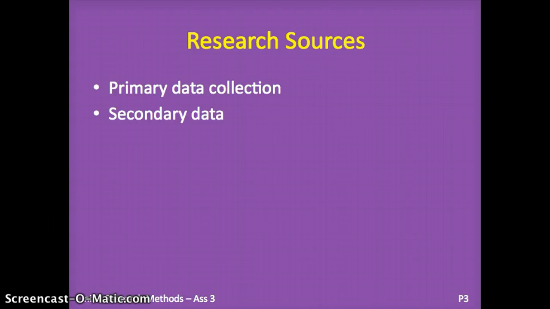Research sources. There are two types: primary data collection and secondary data. Primary data collection is data and research you have collected by yourself, and secondary data is data which is published by other people, such as in books and websites and journals.